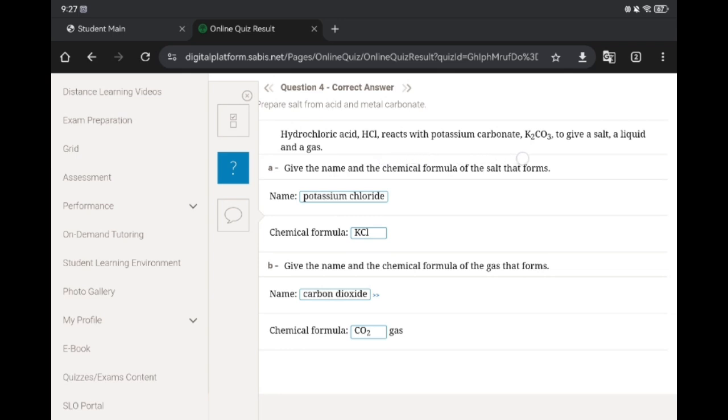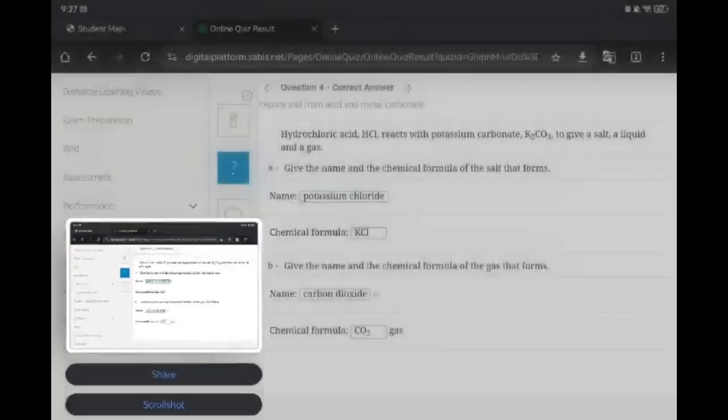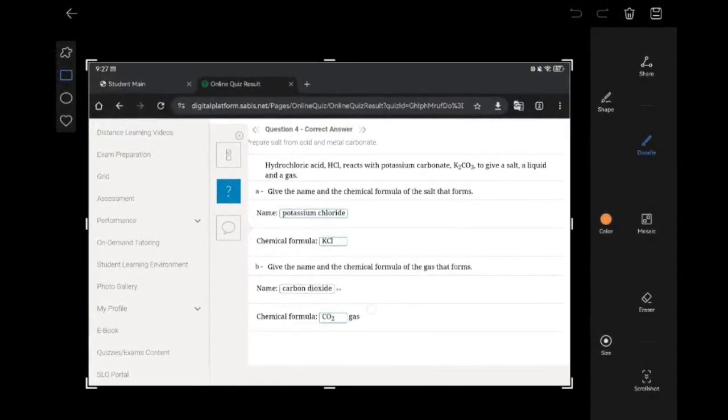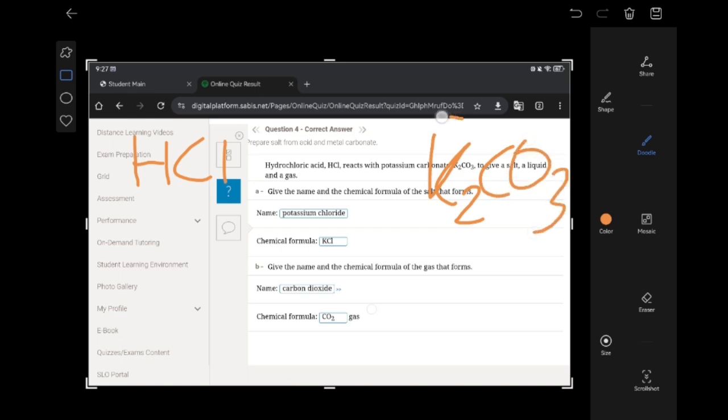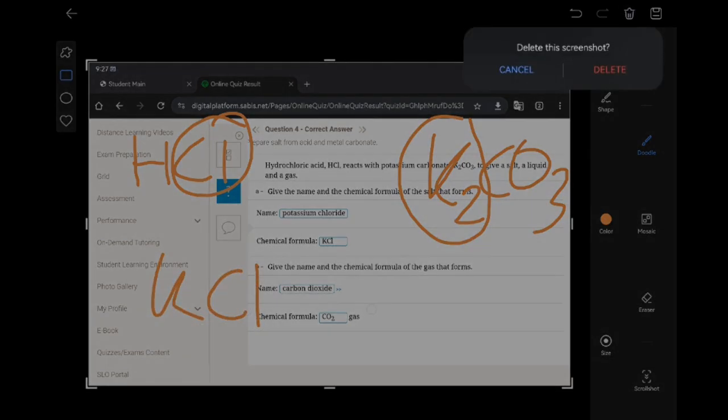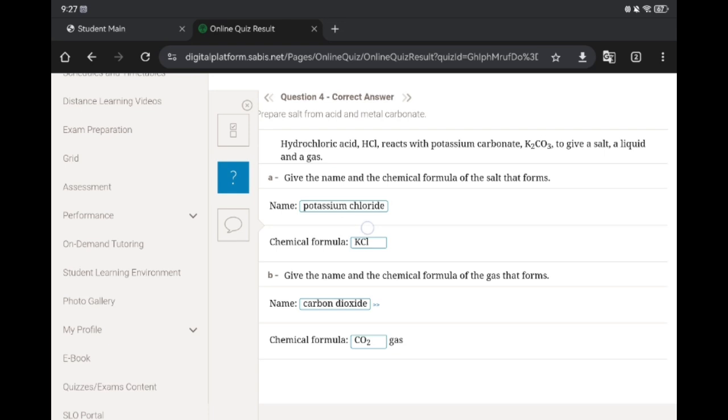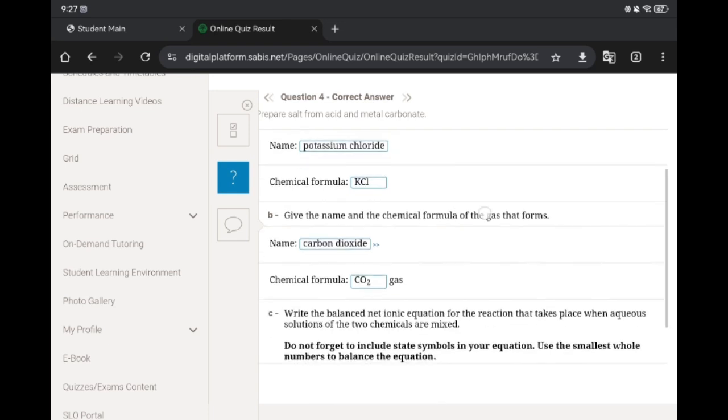HCl reacts with K2CO3 to give a salt, a liquid, and a gas. So the way you can tell, you take the acid, which is HCl, and you take whatever you're reacting with, in this case K2CO3, take the cation from here and the anion from the acid. So it becomes KCl. Potassium chloride, KCl. Give the chemical formula for the gas.